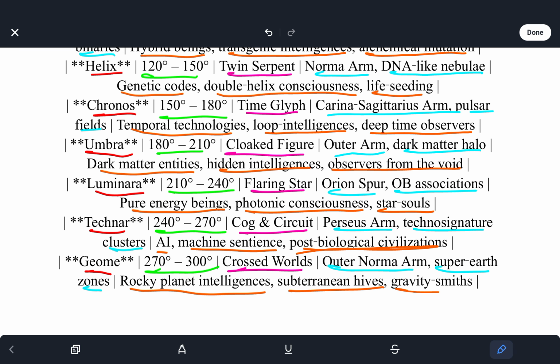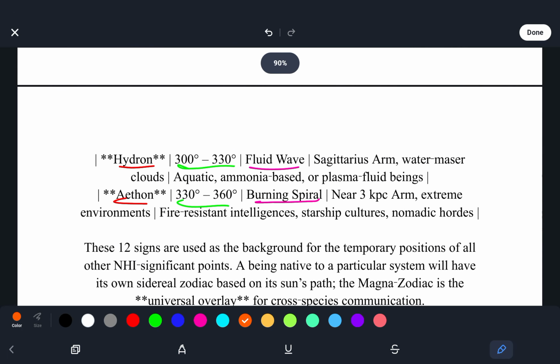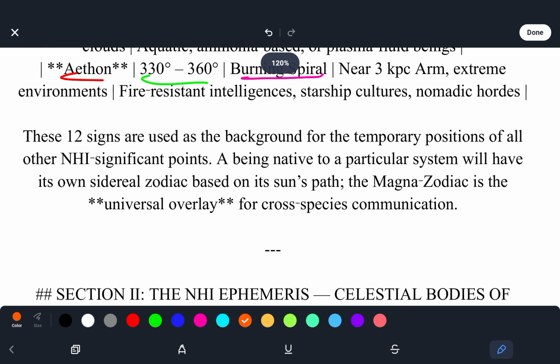So we also see two more here. Now, this might get a little bit complicated because we're talking about alien astrology, so it might not make too much sense until you watch more of my videos about it, but once you do, I think you will get the gist of it.